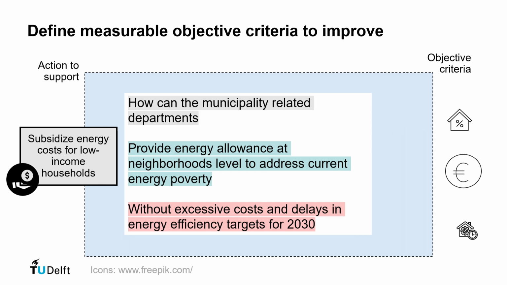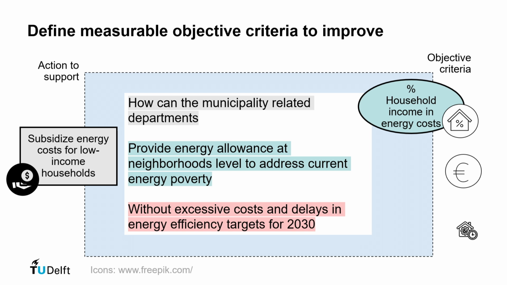For the systems analysis exercise, define the objective criteria to improve from the problem statement. For example, to reduce the energy poverty goal, we chose the percentage of household income spent on energy costs, as this is an indicator already available from reports.